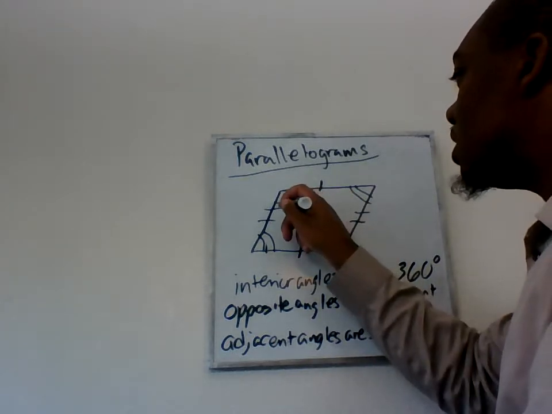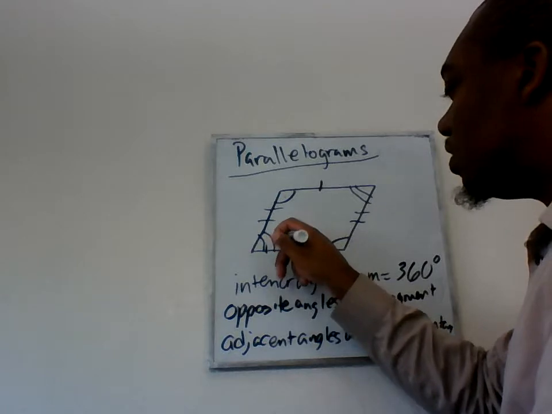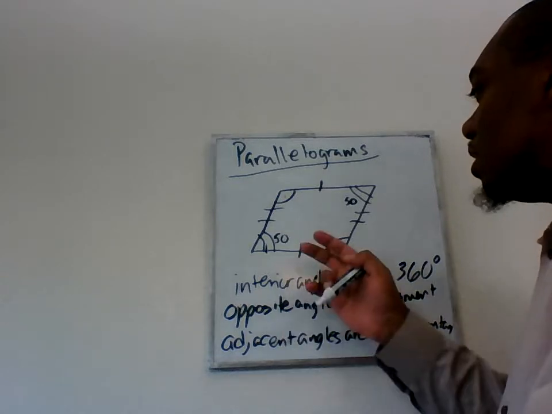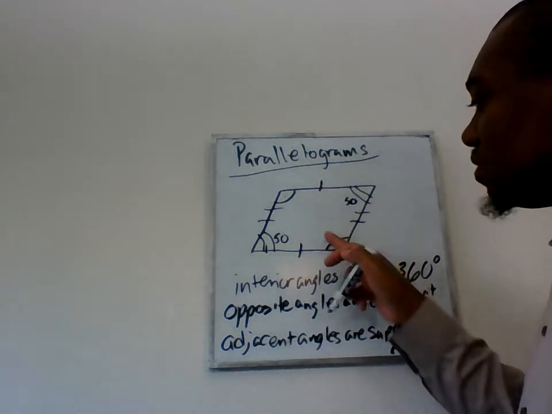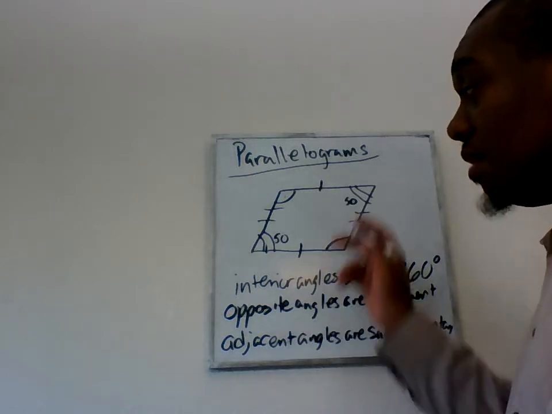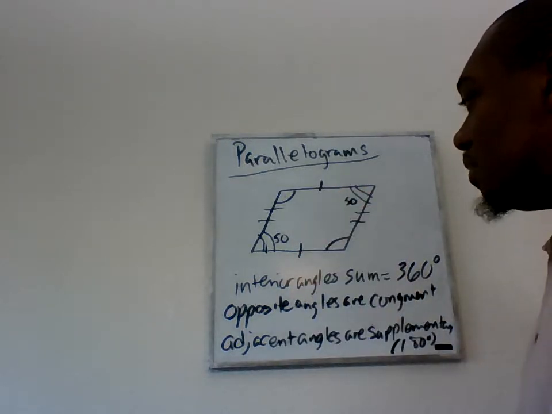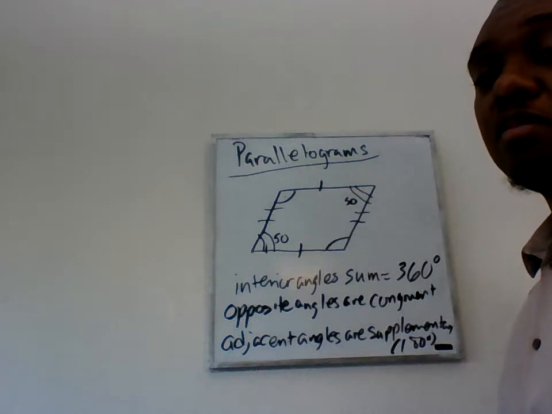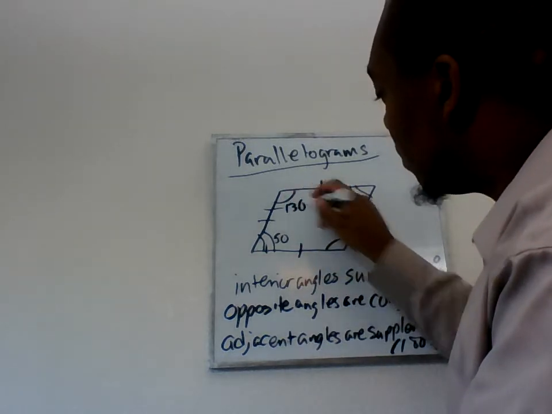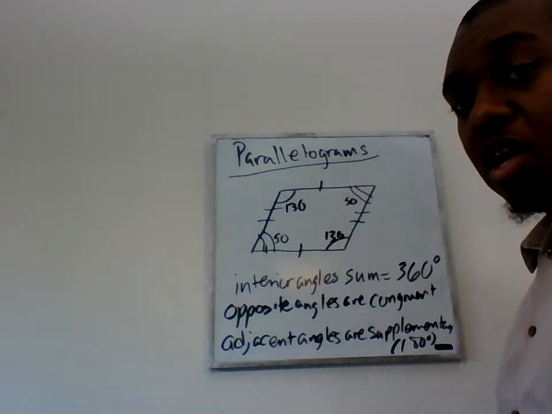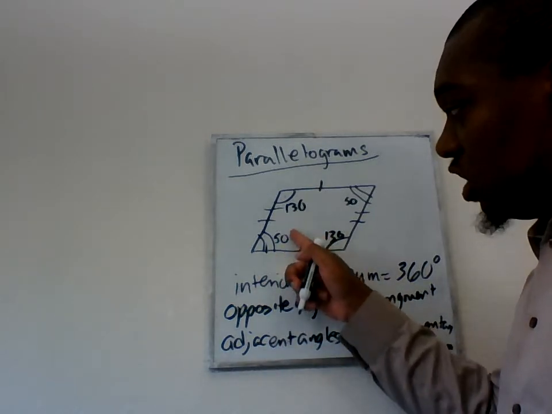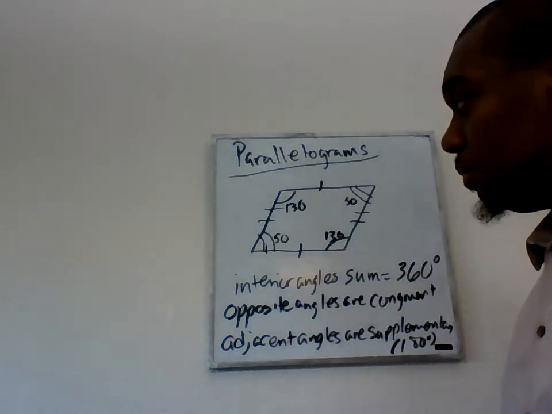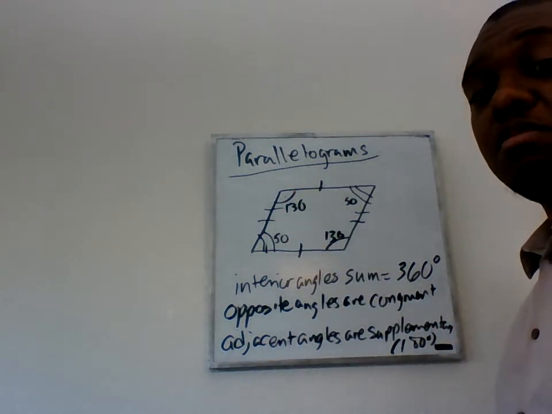So if I told you that this was 50 degrees, you automatically know this angle is also 50 degrees. Well, because these have to add up to 360 degrees, and these two are the same, we have 360 minus 50, which leaves 260 degrees. If we divide it up, we get 130 and 130. Okay? Well, 130 plus 50 is 180, which is what we said. These adjacent angles, or the angles next to each other, should be supplementary, or they should add up to be 180 degrees.